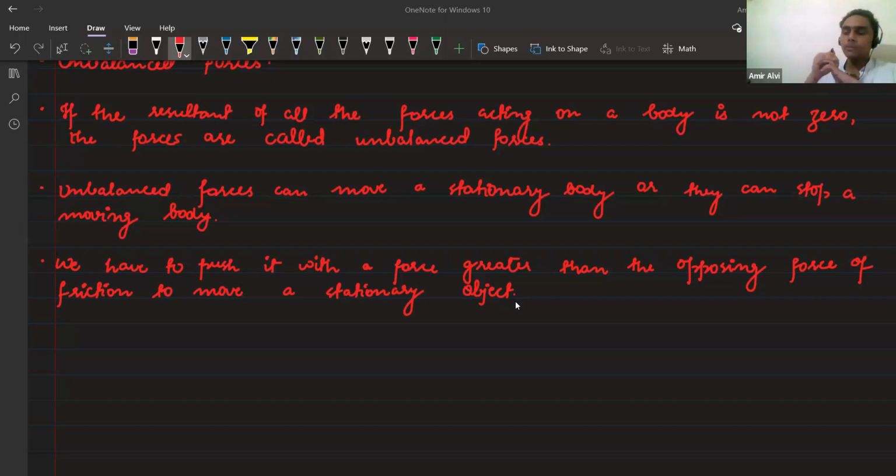Acha, what will happen if there is no force of friction? Suppose a bicycle is moving on the road. If there is no force of friction, and we have not reduced the velocity of the cycle, and it is moving continuously. Suppose there is no force of friction between the ground and the tire, what will happen?